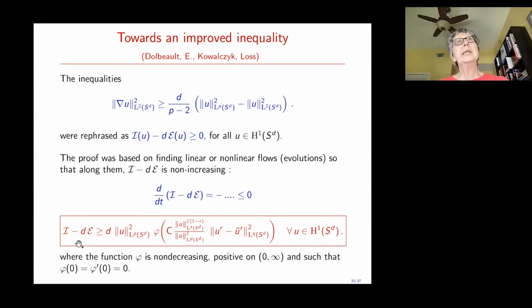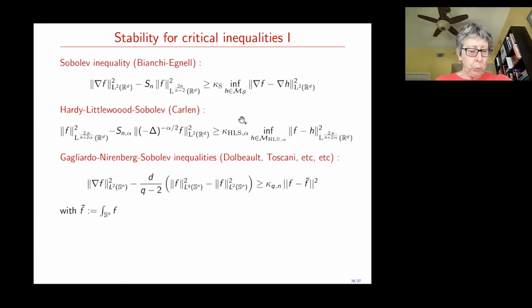Now, this question is quite trendy nowadays in PDE, in the variational theory, in a large community in analysis actually. And I'm going to give you some quick examples. For example, for the Sobolev inequality, there is this very famous Bianchi-Egnell inequality that says that when you take the two sides of the Sobolev inequality and you take the difference of the two of them, you know that this guy is non-negative, but it was proved by Bianchi-Egnell that there exists a constant such that this difference is bounded below by a constant times the infimum over all functions h which are optimizers for the inequality, of the distance in terms of the L2 norm to the square of the difference of the gradients.